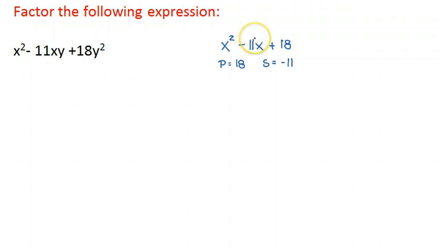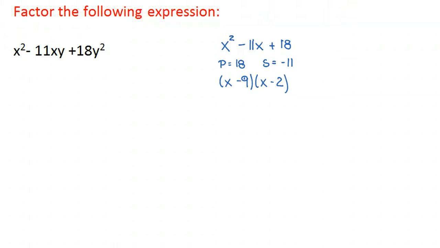There's my sum. So I know that's going to be two numbers that are negative, because if the sum is negative and the product is positive, it has to be two numbers which are negative, and I know those numbers are negative 9 and negative 2. So therefore this factors to x minus 9 and x minus 2. Okay, so that's pretty straightforward.